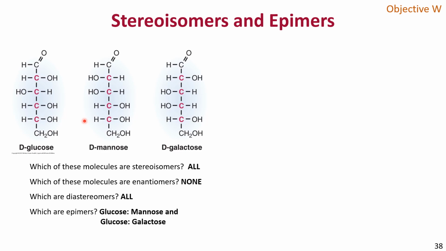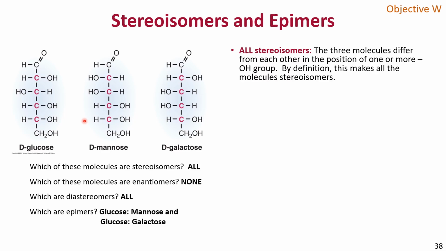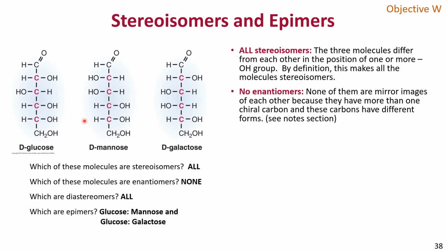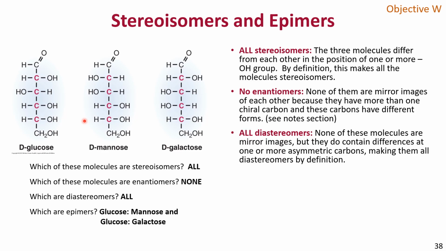Now, which one are epimers? An epimer is defined as being, sorry, I need to advance this. That's why they're all stereoisomers. You see, they all differ from each other in configuration. None of them are mirror images of each other, so they're not enantiomers. All of them are diastereomers because they are stereoisomers, but they are not mirror images.